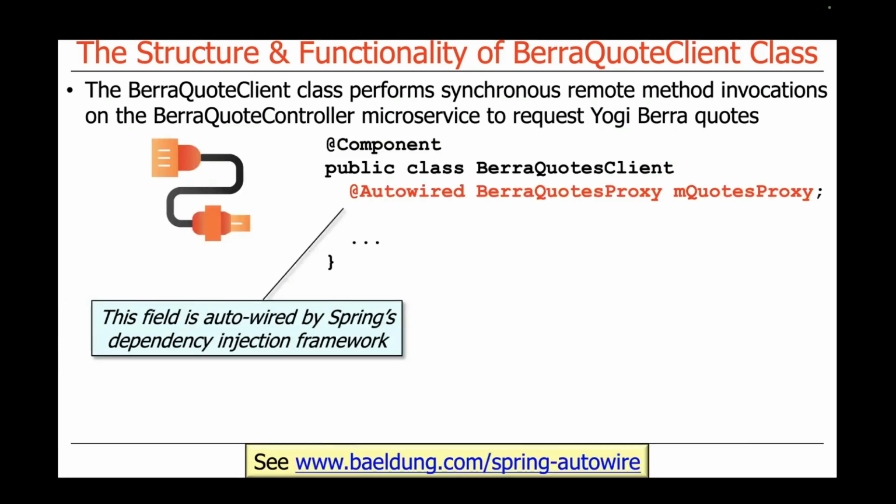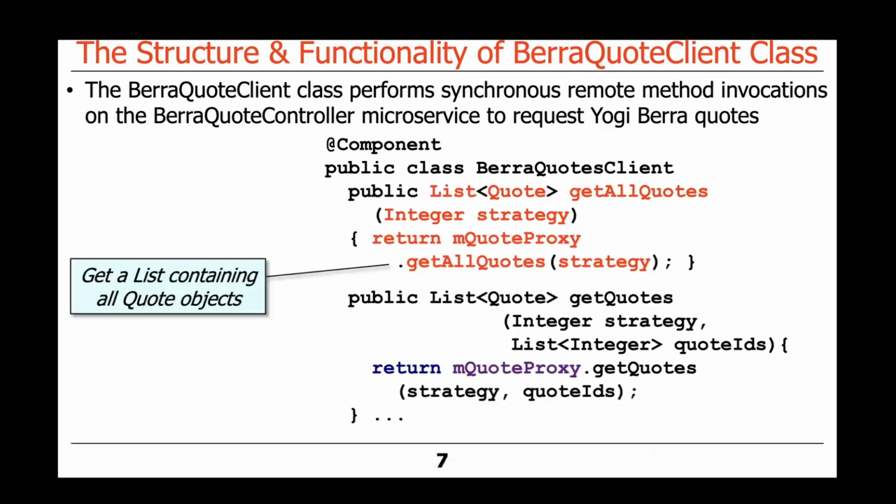Speaking of which, here's an example. We have a field called mQuotesProxy, which is a BerraQuotesProxy, and this field is auto-wired by Spring's dependency injection framework. So we don't have to worry about creating an instance of BerraQuotesProxy. It's done for us automatically.